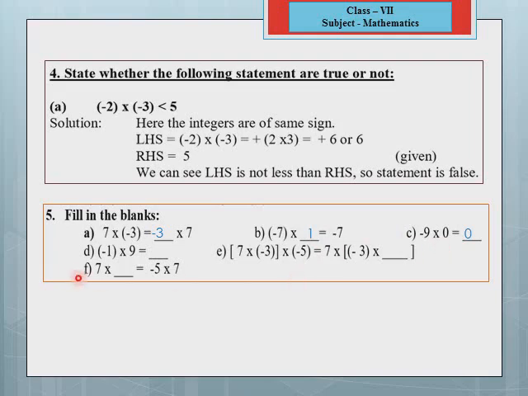Minus 1 into 9 will give you minus 9. E part shows associative property. So therefore in the blank there will be minus 5. Again the F part is the commutative property. So in the blank there will be minus 5.